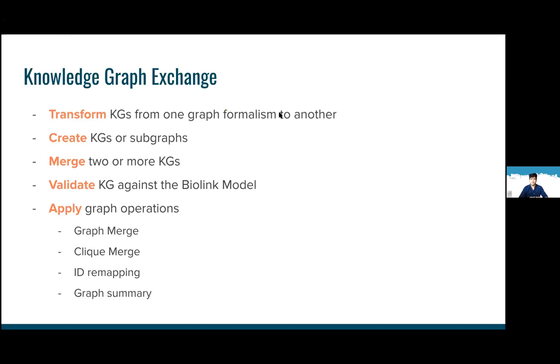And the features of KGX is that it allows you to transform graphs from one form to another. So you can go from Neo4j graphs to RDF graphs or the other way around. You can create graphs or subgraphs that are specific to your use cases. You can also merge two or more graphs, and this merge process happens based on shared identifiers. And you can validate the graphs against the Biolink model, which is a major requirement for us, at least in the Translator project. And you can apply certain graph operations.